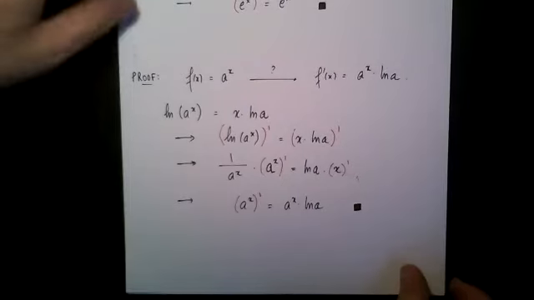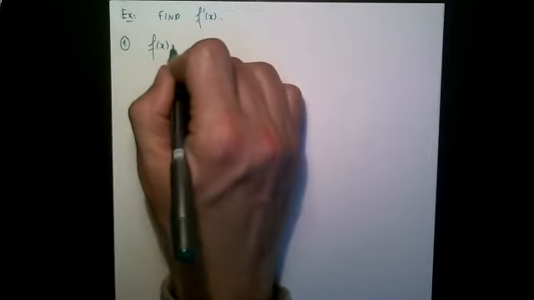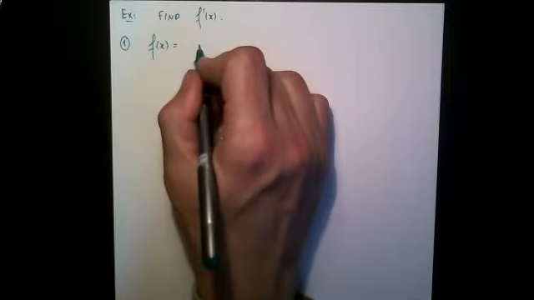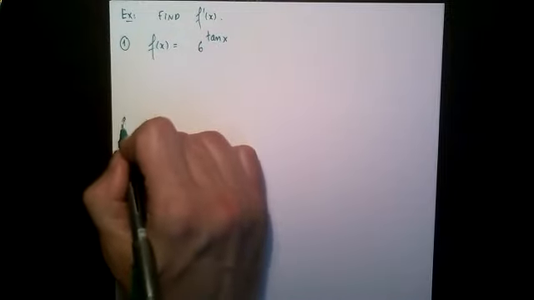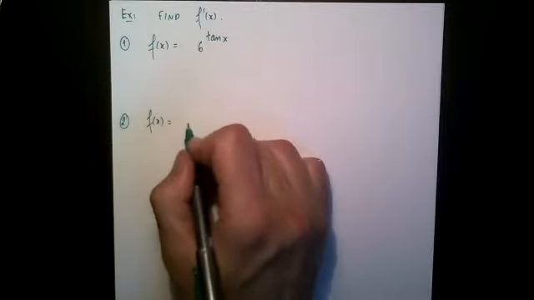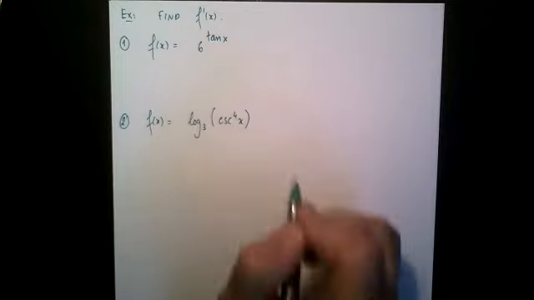Okay, so at this point, let's do some examples on applying all these rules. Okay, so we'll do a few. And then once you get the hang of it, we'll go to implicit differentiation. Okay, so example, find f prime of x. Okay, so first one. Let's say f of x is equal to 6 to the power of tangent x. That's 1. 2. F of x is log in base 3 of, let's say, cosecant to the power of 4 of x.